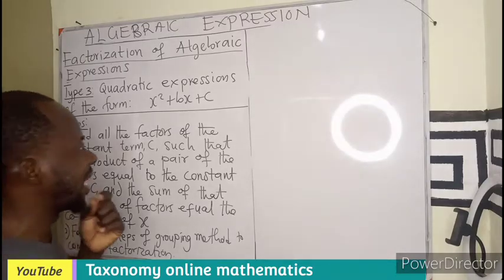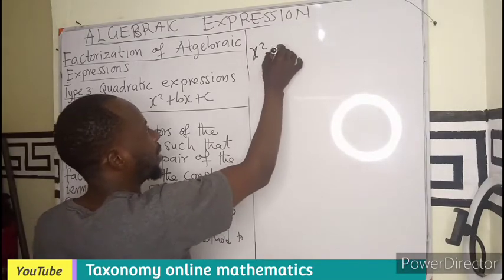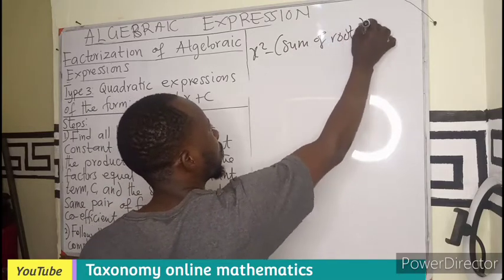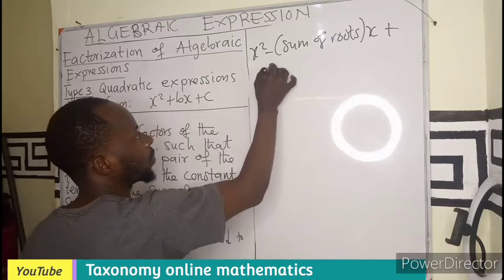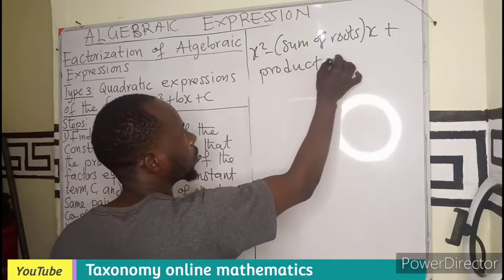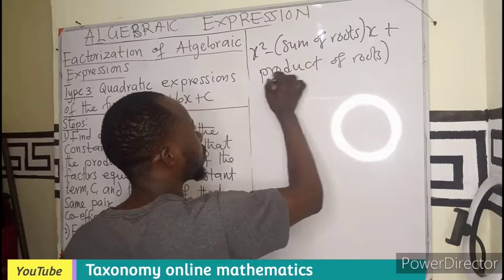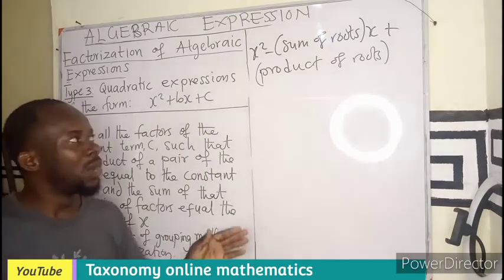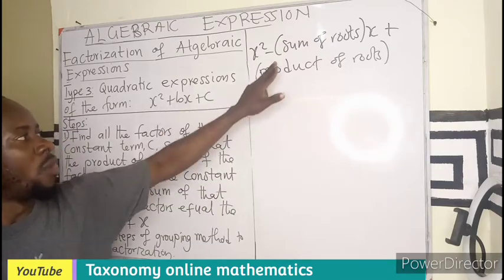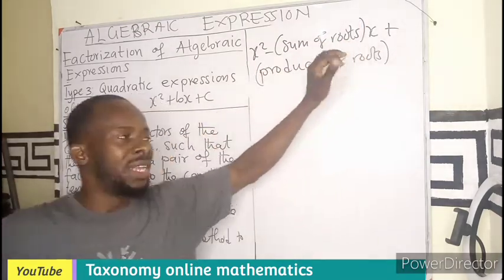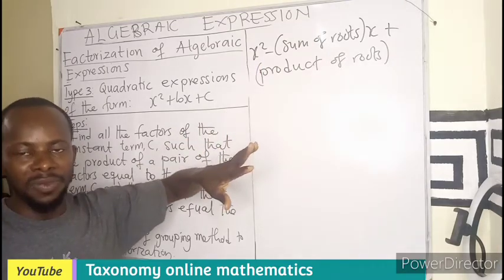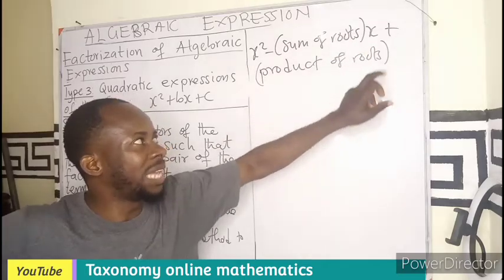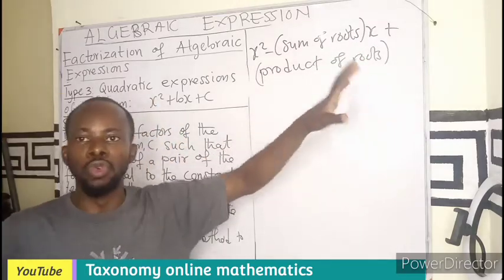So what it means is that this is my x squared minus the sum of roots, plus. Now under a quadratic equation or expression, we have x squared equals the sum of roots times the x. Simply put, the solution that we are looking for is the sum of the roots times the x, plus the product of those roots.